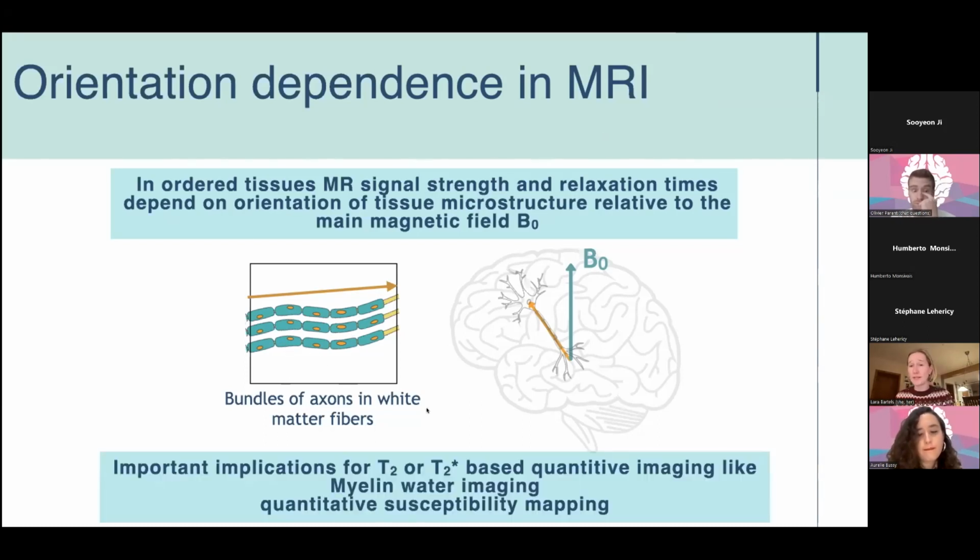And this is interesting because we're interested in quantitative mapping of T2 and T2 star in and of itself, as well as because it also affects quantitative imaging methods that are based on measurements of T2 and T2 star, such as myelin water imaging or quantitative susceptibility mapping.